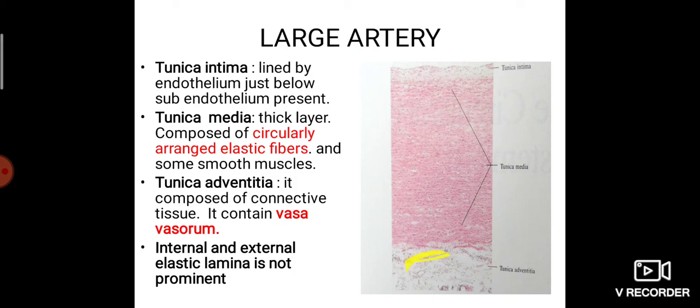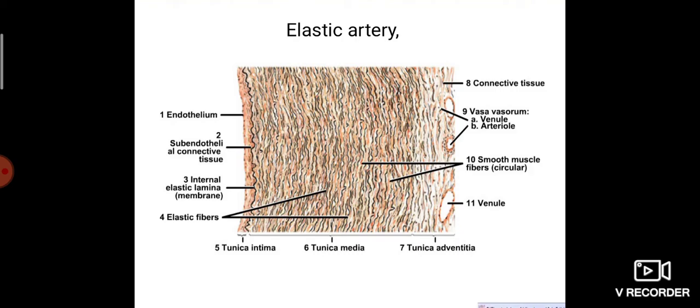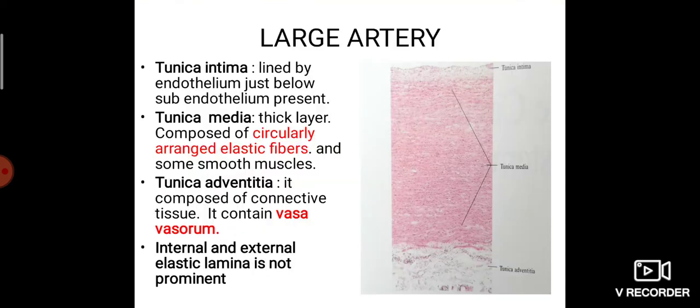Now this area is the tunica adventitia. Okay, it is composed of connective tissue. It contains vasa vasorum. Vasa vasorum is nothing but the artery which is supplying the artery. So vasa vasorum is present in the tunica adventitia because tunica adventitia consists of the vascular tissue, neurovascular tissue. Again, I'll explain once more.